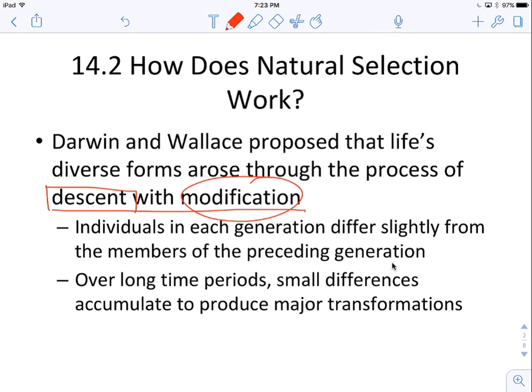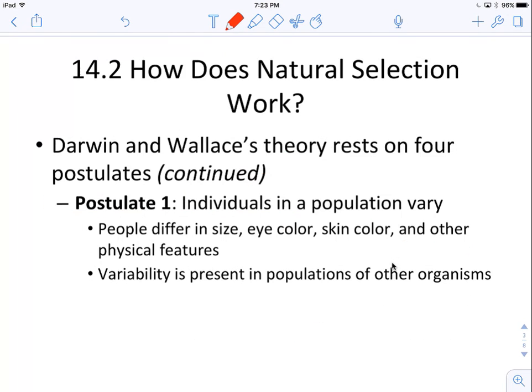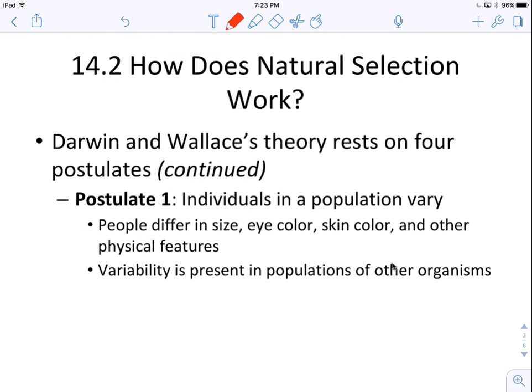So individuals in each generation differ slightly from the generation before, and over very long time periods, millions of years, these small differences from generation to generation accumulate to produce major transformations where we get new species, new life forms, etc. All right. So Darwin and Wallace's theory rests on 4 postulates.